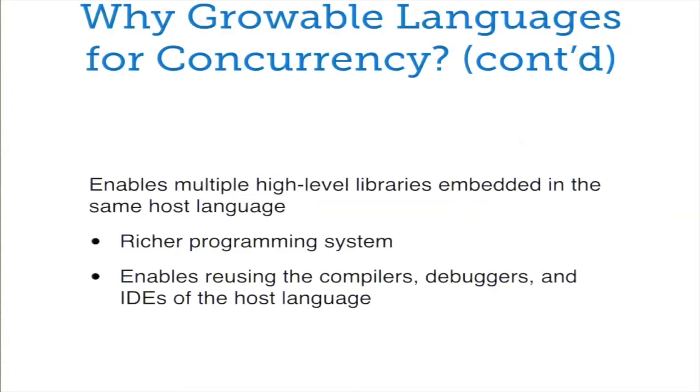Now, of course, a growable language also has other advantages. For example, we can combine several high-level libraries embedded in the same host language. So we just get a much richer programming system. And in fact, there was an ECOOP paper from two years ago which looked at Scala actor-based programs, and looked empirically at whether there are any other concurrency abstractions used together with actors. And in fact, yes, futures and even more low-level thread pools and so on are all typically used together in the same software system. So we want to support richer programming systems.